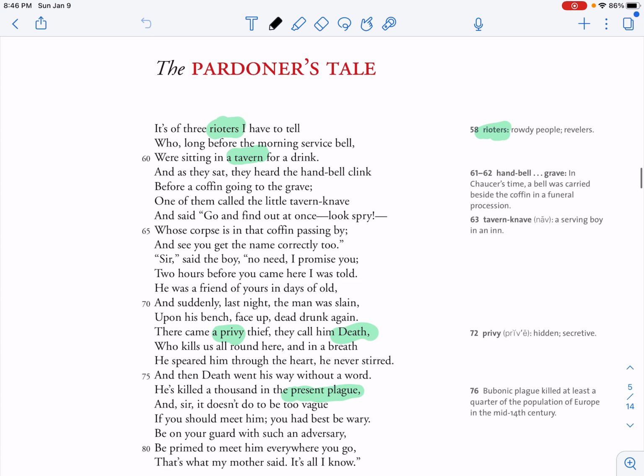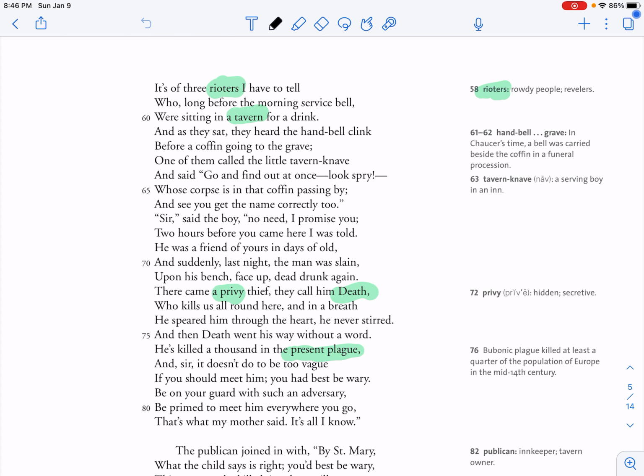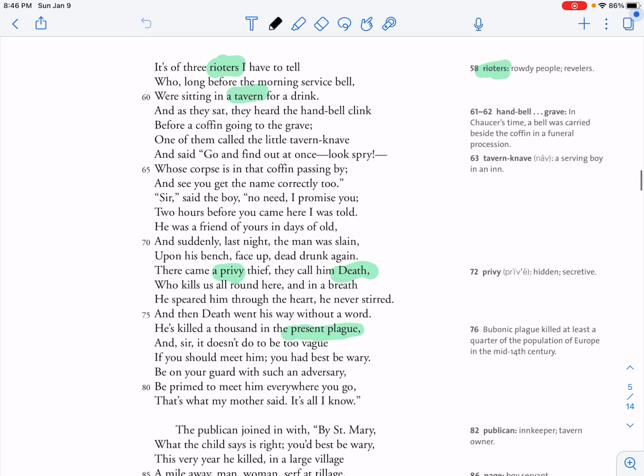The Pardoner's Tale. It's of 3 rioters I have to tell, who long before the morning service bell were sitting in a tavern for a drink. And as they sat, they heard the handbell clink before a coffin going to the grave. One of them called the little tavern knave and said, "Go and find out at once, look spry, whose corpse is in that coffin passing by. And see you get the name correctly, too."